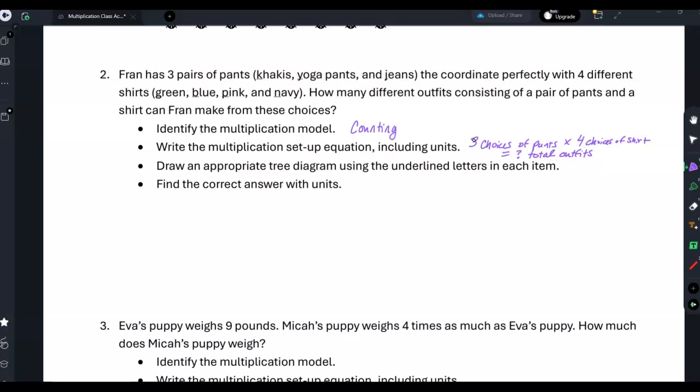So then let's draw a tree diagram. It wants us to use the underlined letters in each item. So they've underlined K for khakis, Y for yoga. So that should help make things a little bit easier. I don't have to pick abbreviations. You can do your tree diagram from the top down, or you can do it left to right. It does not matter. I'll go ahead and do it left to right. So starting with pants, since I had 3 pants, that means that my root is going to start with 3 branches coming off it.